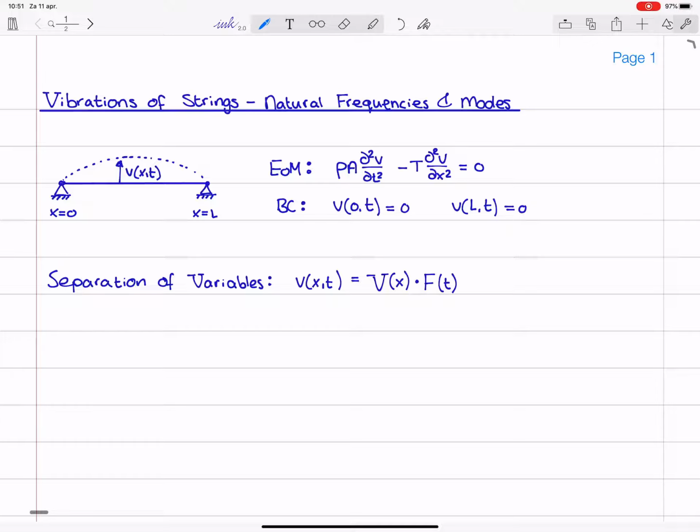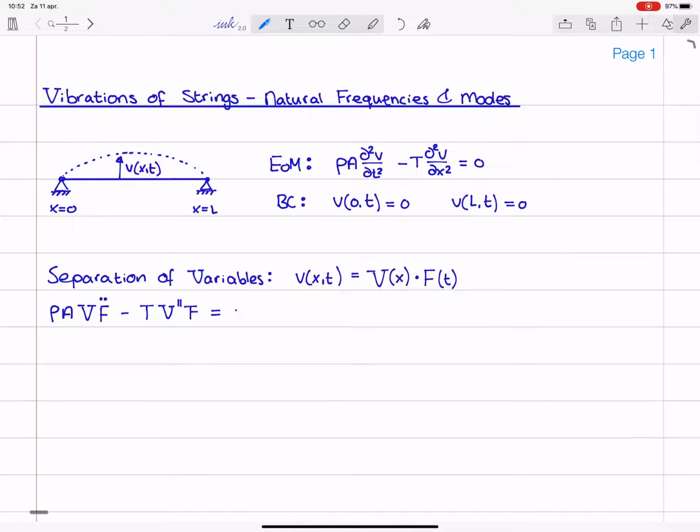if it works. So by taking the second time derivative, we just keep v and differentiate f twice, and for determining the second spatial derivative, we differentiate v twice and keep f. So the result will be, once we substitute this into the equation of motion, rho a times capital V times f double dot, where I will use a dot for differentiation with respect to time, minus t times v double prime, where I will use a prime for differentiation with respect to x, times f. And this should be equal to 0.